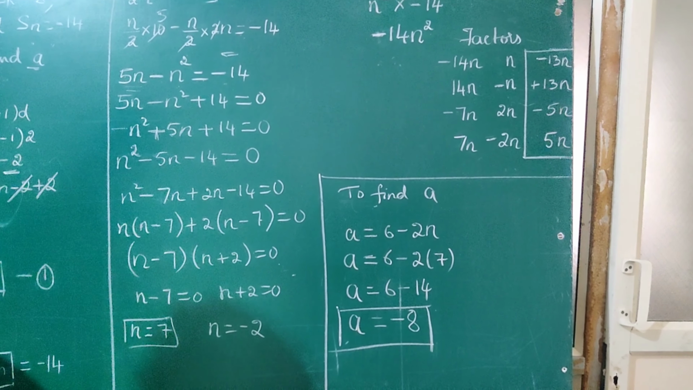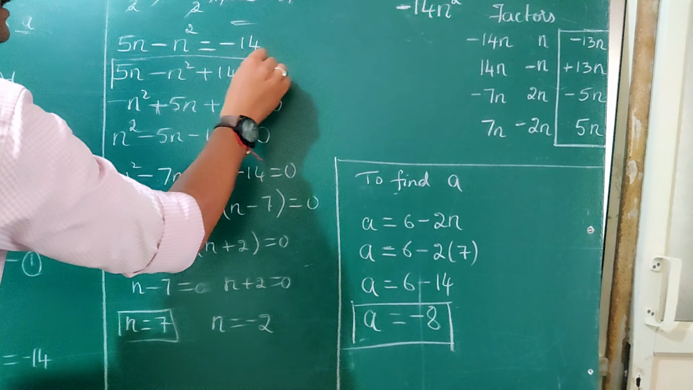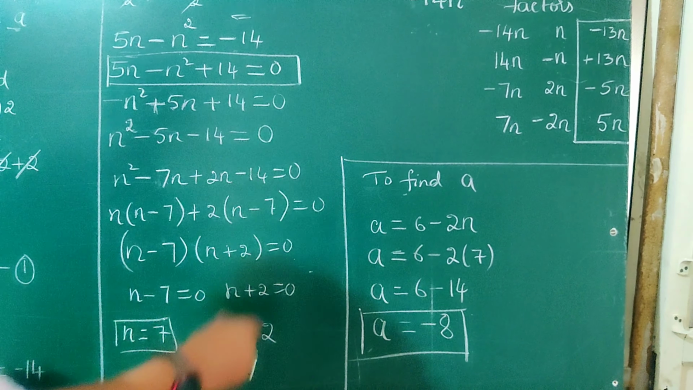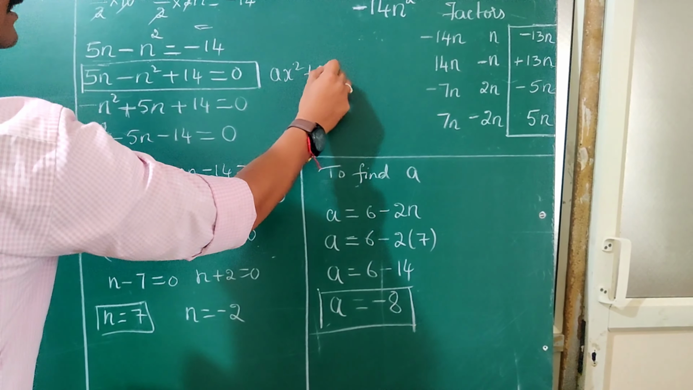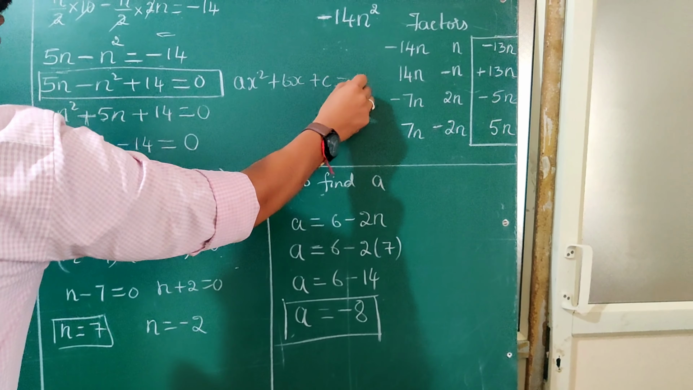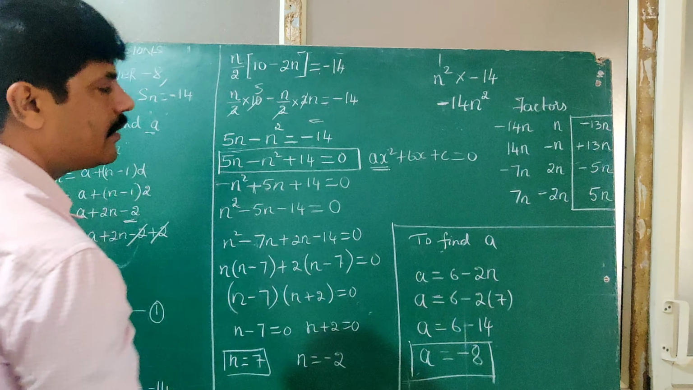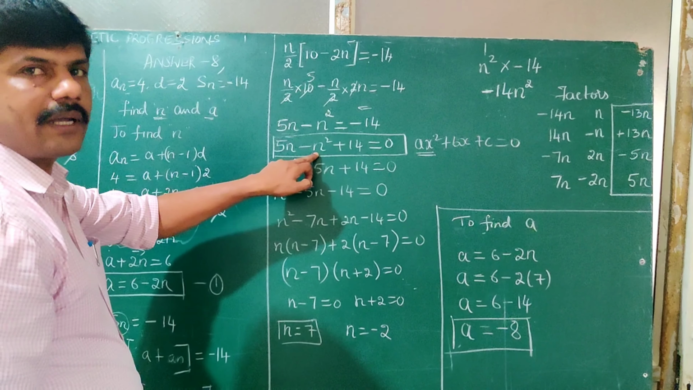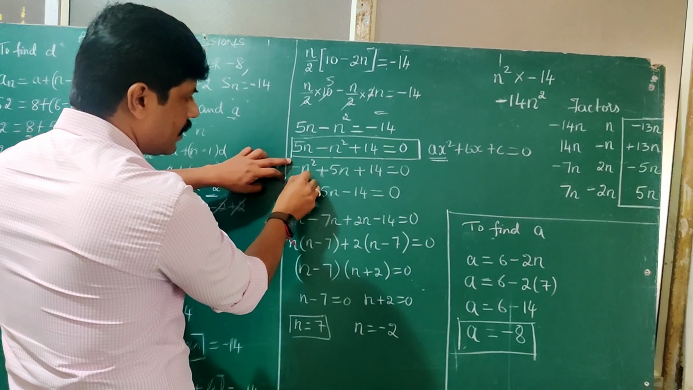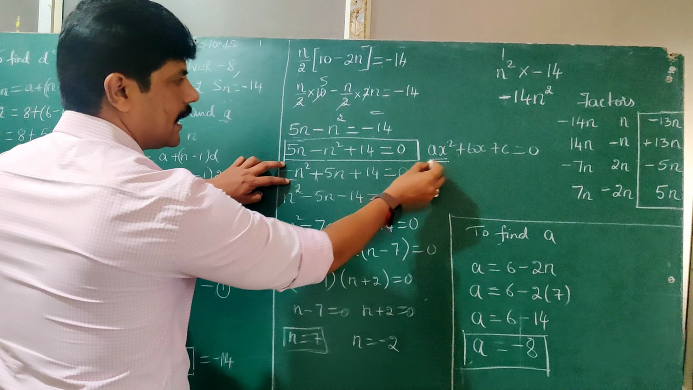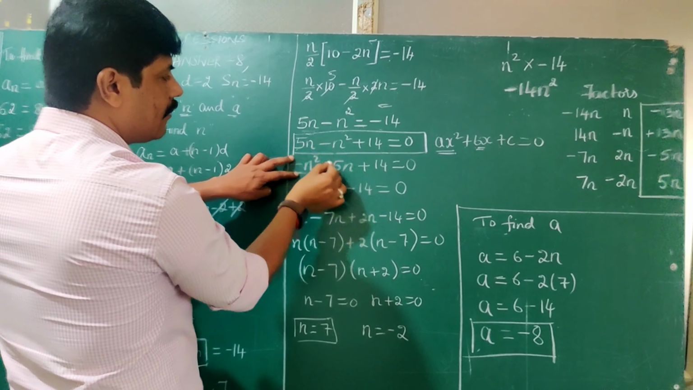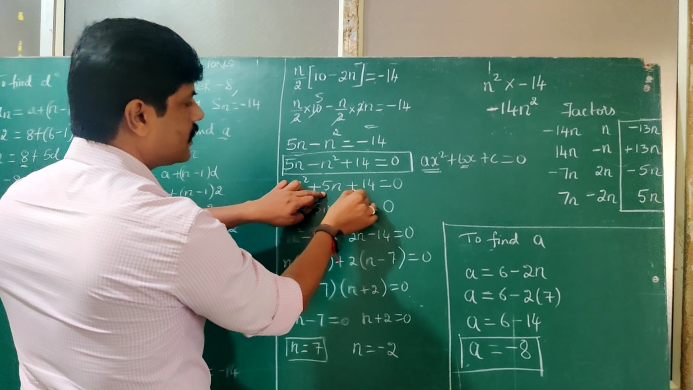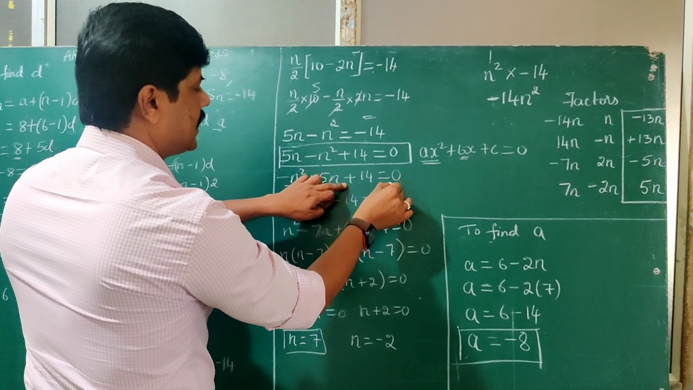Now you change this particular equation into standard form. The standard form of an equation is ax square plus bx plus c equals 0. Ax square should come first. So minus n square will be taken first, then bx should come next. In place of x, n is there. So 5n I am taking second, next plus 14 constant equals 0.